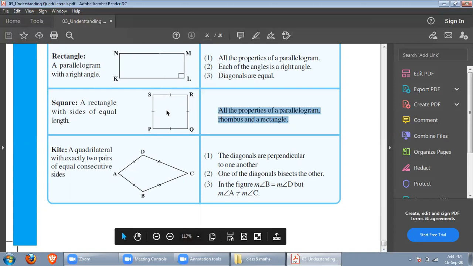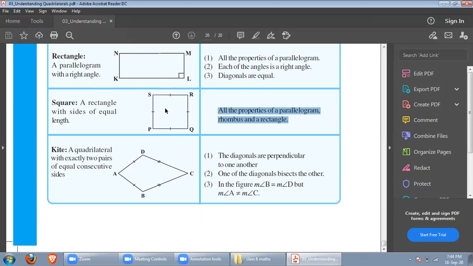So a square is also a rhombus, a square is also a rectangle, a square is also a parallelogram. A rectangle is a parallelogram, but a rectangle is not a rhombus. Again, a rhombus is a parallelogram, but a rhombus is not a rectangle. So all squares are rectangles, all squares are rhombuses, all squares are parallelograms, all rectangles are parallelograms, all rhombuses are parallelograms, but not all parallelograms are squares, rectangles, or rhombuses.